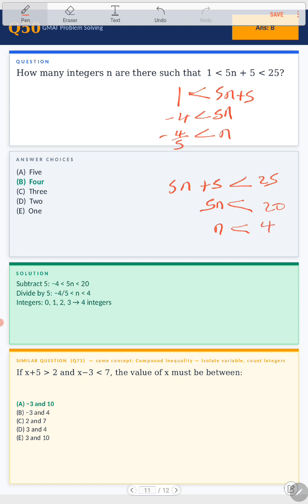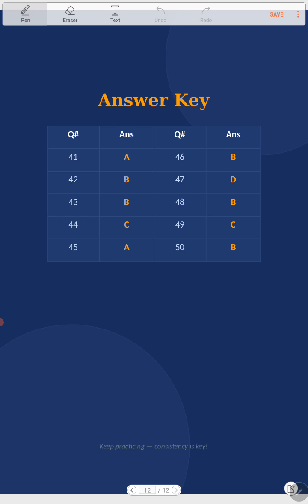So n is greater than minus 4 over 5, and n is less than 4. If you put it like here, we have between 4 and minus 4 over 5. Minus 4 over 5 is just somewhere. If you have minus 1, it's just somewhere here. So the nearest integer here is 0. The next ones are 1, 2, 3. So 0, 1, 2, 3. That is 4 integers. So thank you and see you in the next video.